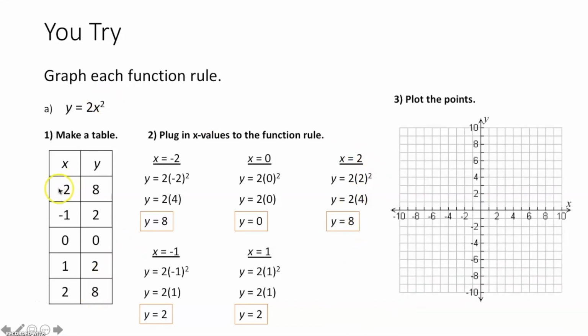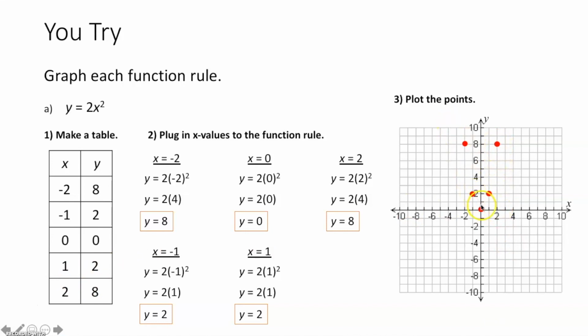Now I have my set of ordered pairs that I can graph. -2, comma 8, I go over -2 on my x-axis, up 8 on my y-axis, put a point. -1, comma 2, I go over -1 on my x-axis, up 2 on my y-axis, put a point. 0, comma 0, that's the origin, so I put a point right at the origin. 1, comma 2, I go over 1 on my x-axis, up 2 on my y-axis, put a point. 2, comma 8, I go over 2 on my x-axis, up 8 on my y-axis, put a point.